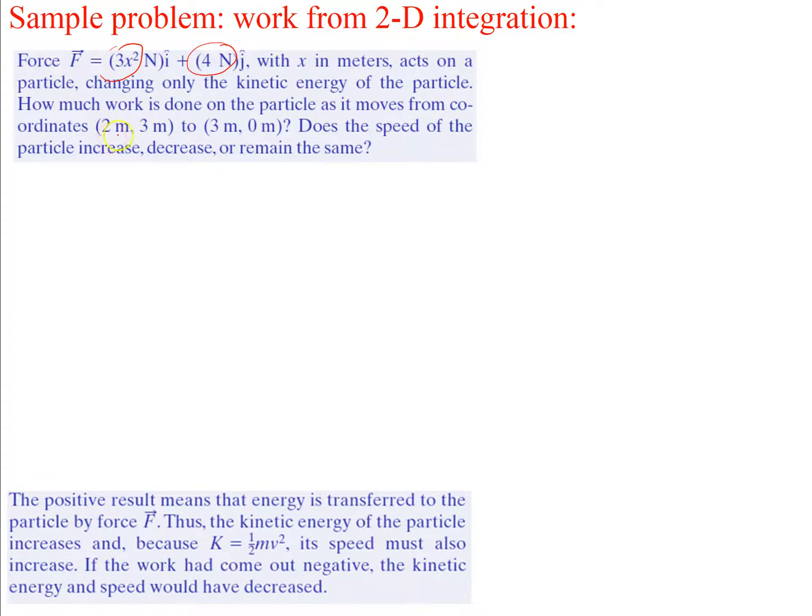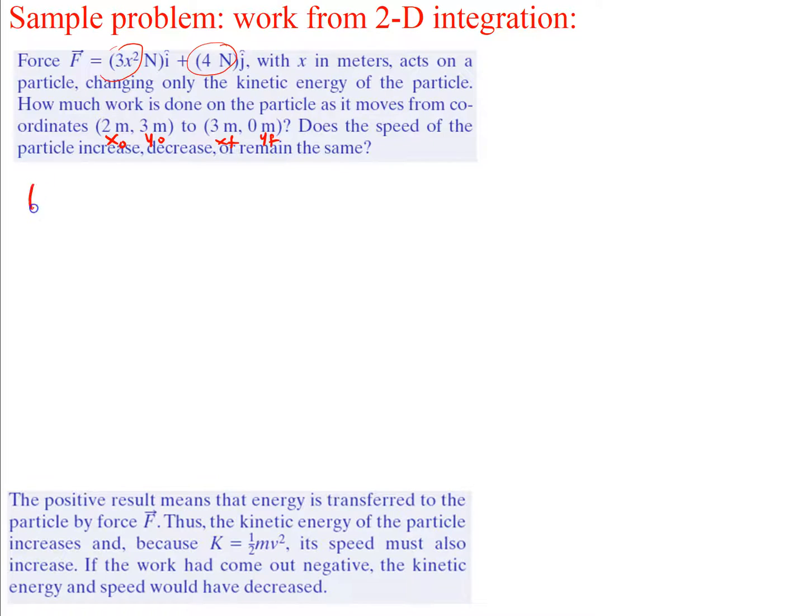So these are our x coordinates here. This is going to be our initial x, this is our final x, and this is going to be our initial y and our final y. Does the speed of the particle increase, decrease, or remain the same? So let's go ahead and look at this.